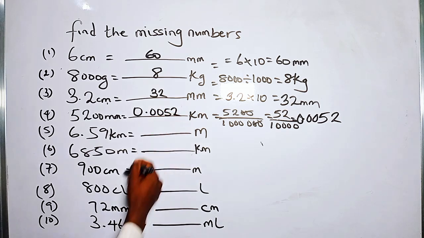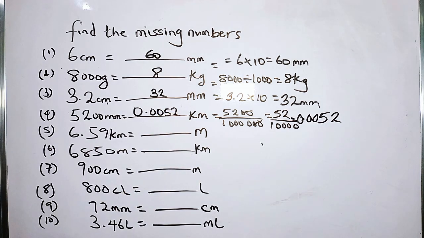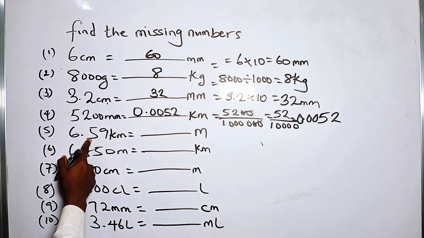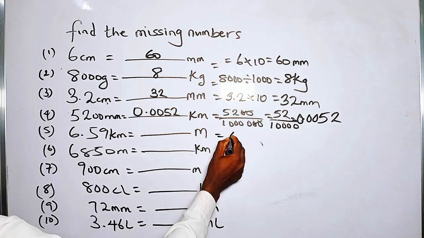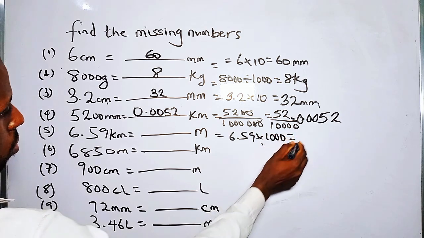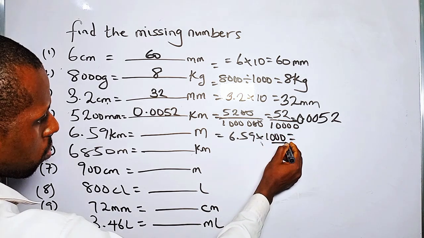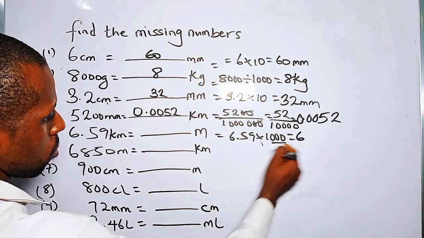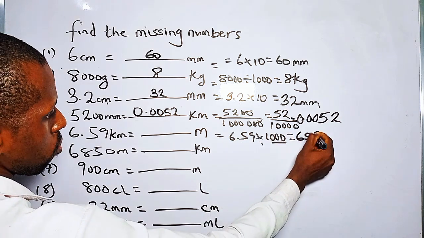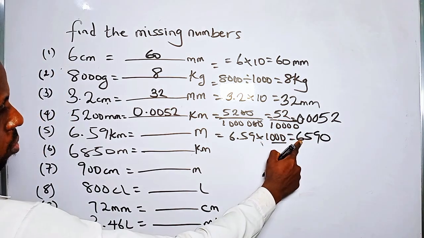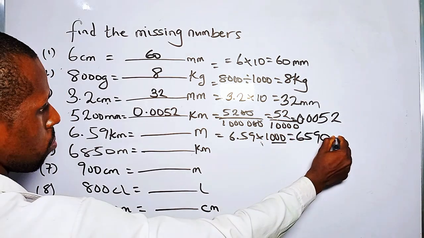0.0052 kilometer. When we are moving from kilometer to meter, we multiply by 1000. So we have 6.59 times 1000. We have 3 zeros, so we are moving the decimal point backwards: 1, 2, and the third one will be 0. So that is 6590 meter.